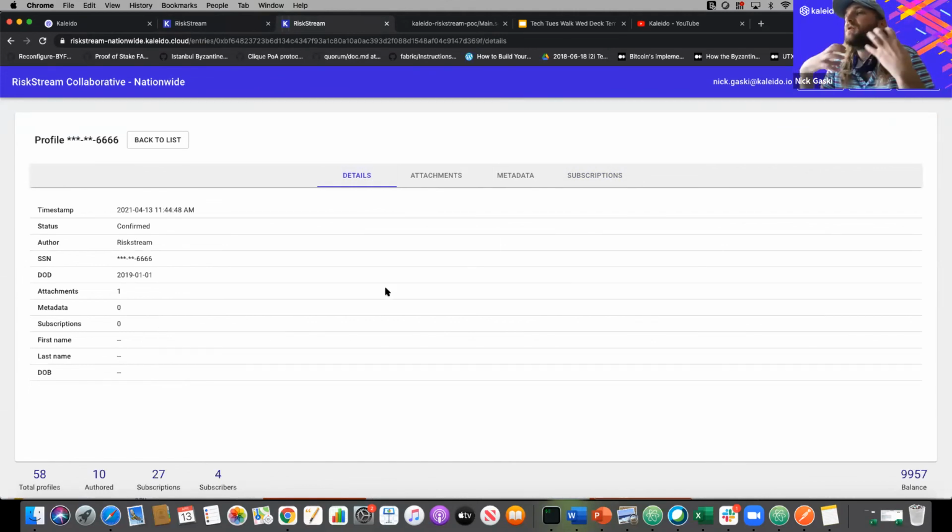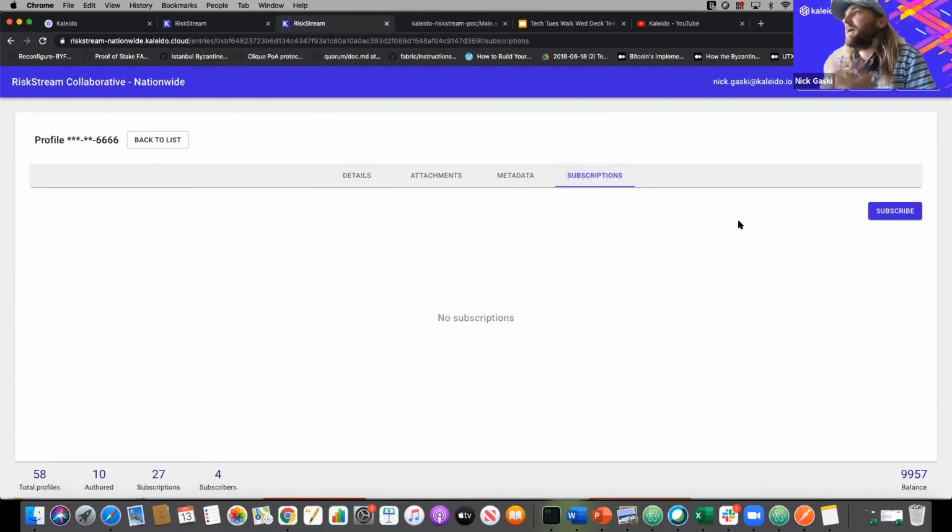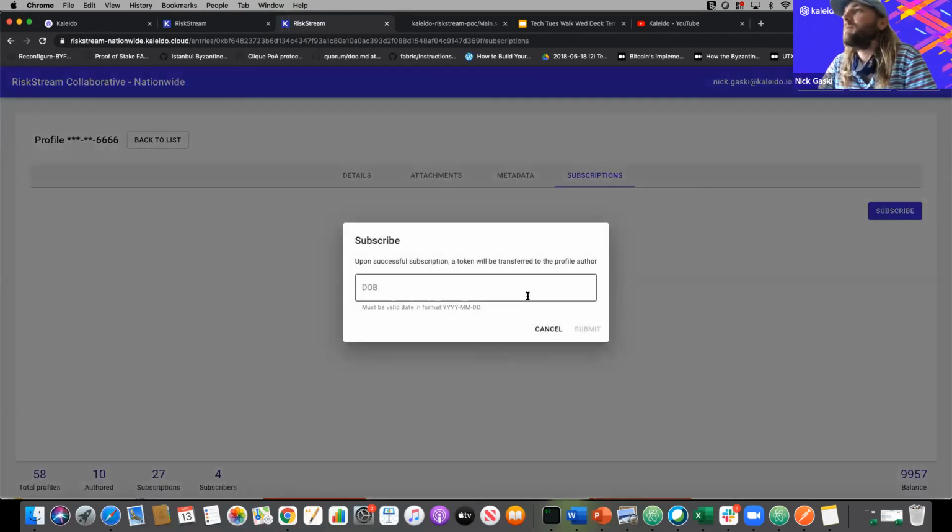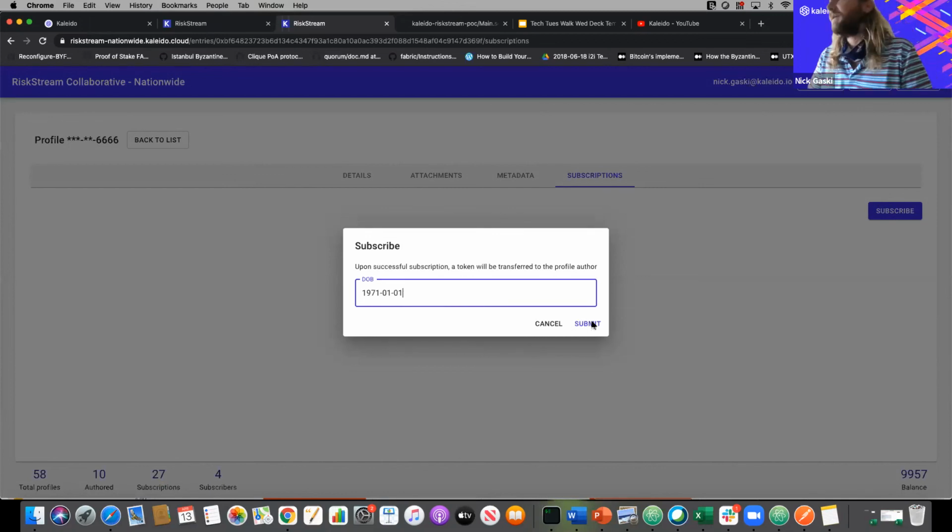We're going to see all that private stuff that was living inside of Document Store. This is going to be encrypted and transported to us, to our private Document Store instance. And then this will be updated within our application or within our backend. So go ahead and click subscribe. And like we looked at in the flow, you need to prove that you know the date of birth right here. So this was 1971 0101. So we can go and submit that.